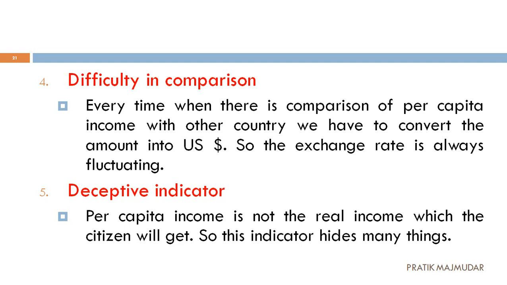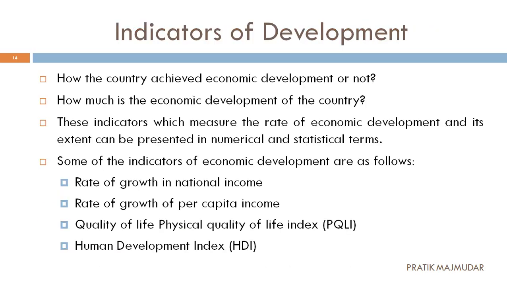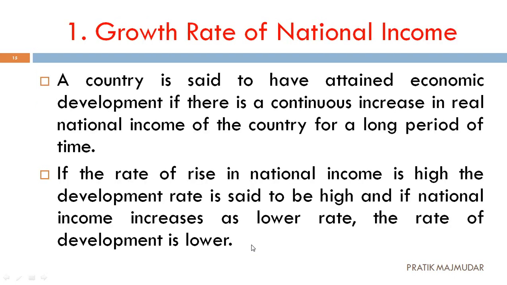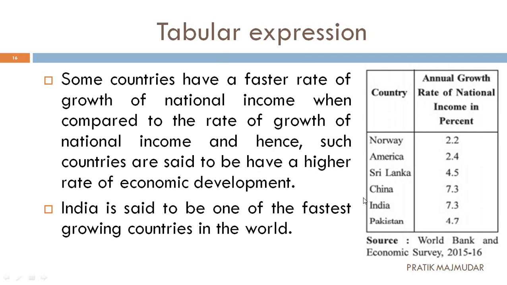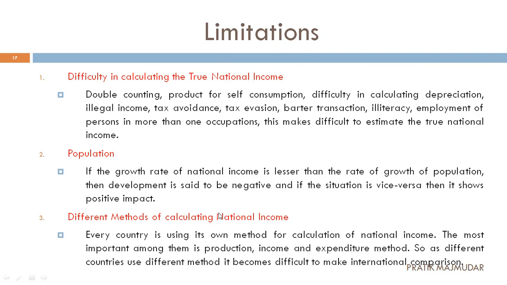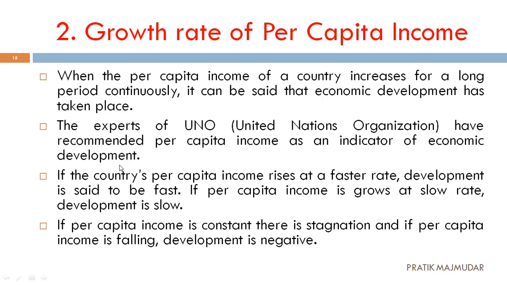So we have seen in today's lecture there are four basic indicators. One is growth in national income, growth in per capita income, then the physical quality of life index and the human development index. We have seen these four of them. Then we have discussed what the growth rate of national income is, then what the situation of India is in that particular one, and there are three different limitations we have seen.